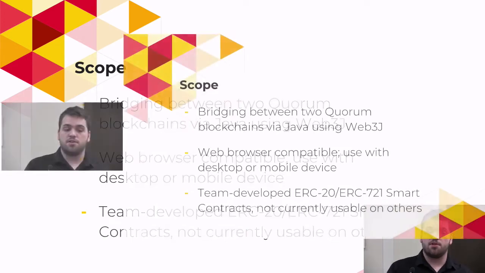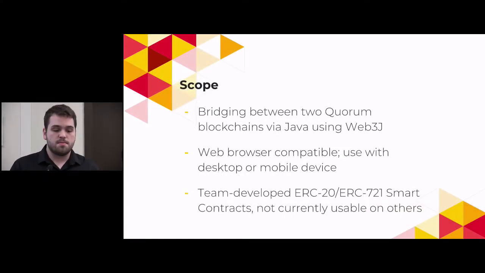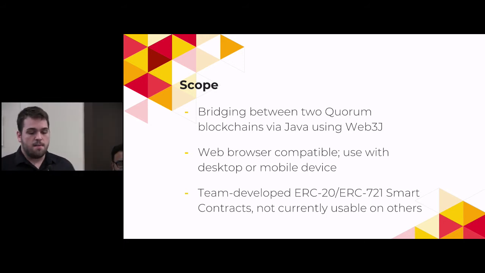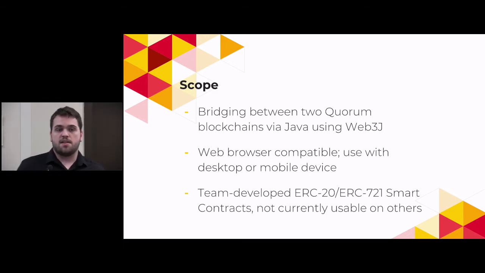Yep, we'll be utilizing Web3j to take care of this problem. That's just through a Java instance that will have a server running so that people can access it through a web browser. This makes it both mobile device and desktop compatible. And we're going to be using just our team developed ERC20 and ERC721 tokens. In the future we hope to be able to do reusability with this so that multiple types of ERC20 and ERC721 tokens could be utilized. But for now, we're just focusing on getting the basic functionality working.